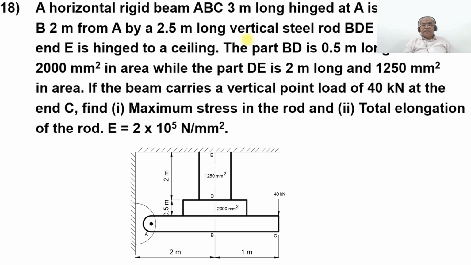If the beam carries a vertical point load of 40 kilonewton at C, find, number 1, the maximum stress in the rod, and number 2, the total elongation of the rod, taking E equals 2 into 10 to the power of 5 Newton per mm square.